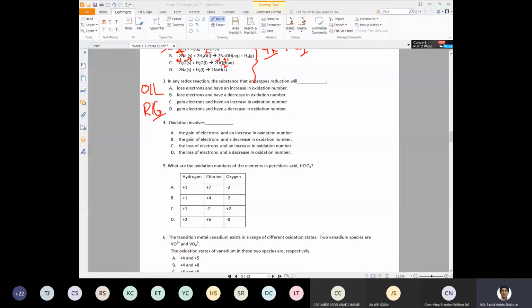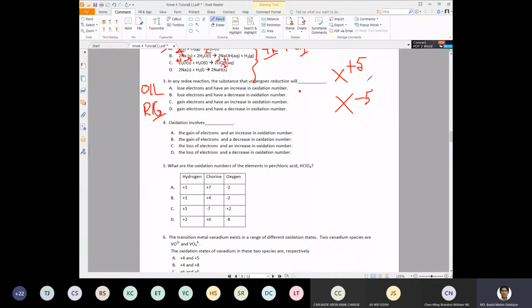But what will happen to the oxidation number? If the electron is gained, the oxidation number will decrease, right? Because, let's say the oxidation state is +5. If it gains electrons, it is reducing. And the more electrons it gains, even if it gains 10 electrons, it will go to -5. That means it is reducing. +5 means increase, -5 means reduce.